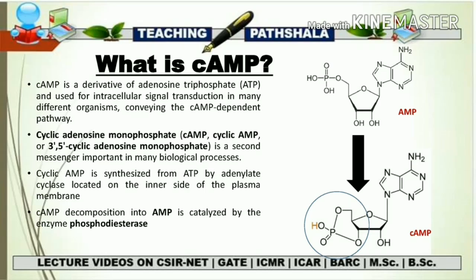When cyclic AMP is degraded or decomposed, it mainly results in the formation of AMP, and this reaction is catalyzed with the help of the enzyme phosphodiesterase. In the previous video, we saw the function of the phosphodiesterase, what it does and how it catalyzes the reaction.